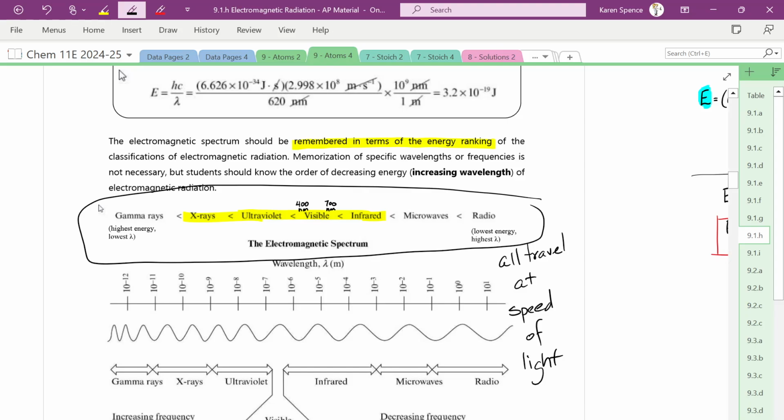Probably not, because that's more physics than chemistry. Yeah, I don't know. Talk to your physics teacher about that stuff, because honestly, my knowledge of waves only goes this far.